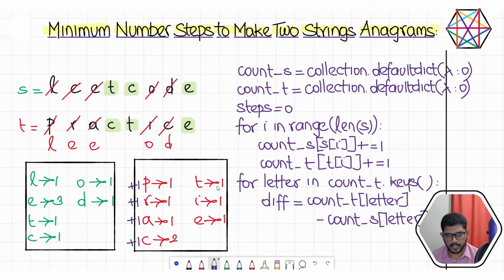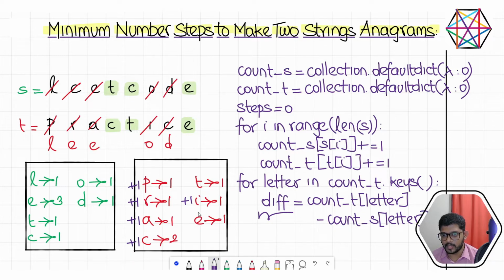What about this? t is occurring here exactly once. Here also it's occurring exactly once. So 1 minus 1 is 0. The difference is 0. Okay. i is occurring here exactly once and i is not occurring in s, so its corresponding dictionary value is 0. 1 minus 0 is 1. e is occurring here with dictionary value 1 and here it's occurring with dictionary value of 3. So the difference is going to be 1 minus 3, which is negative 2, and we're not going to count it.